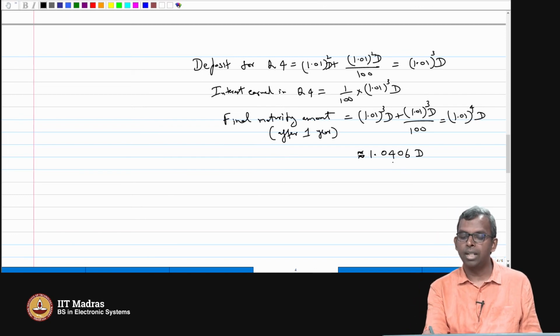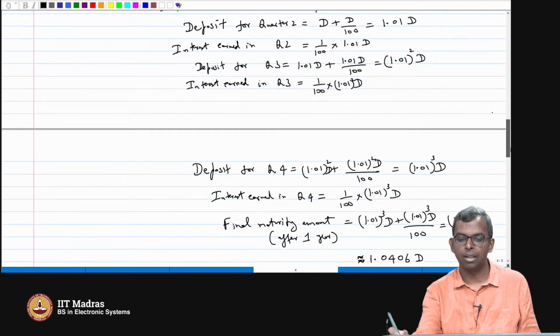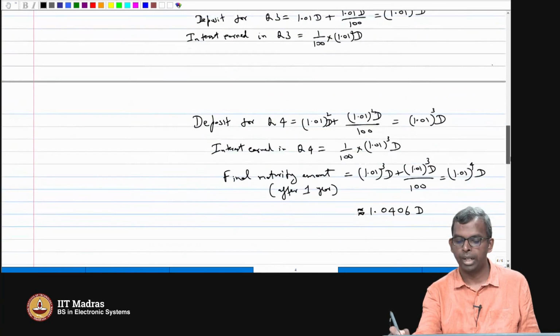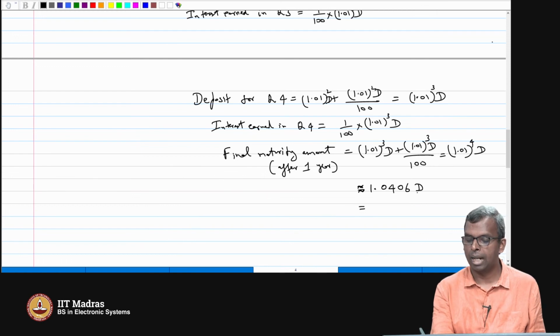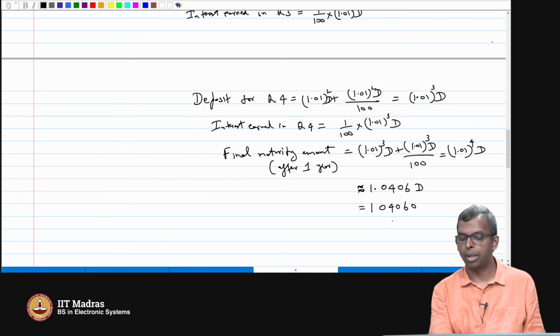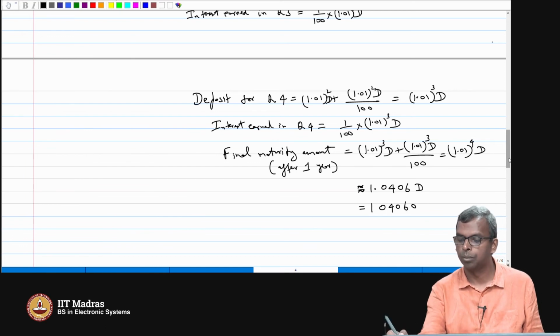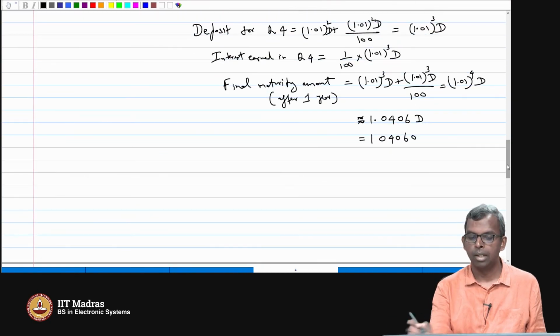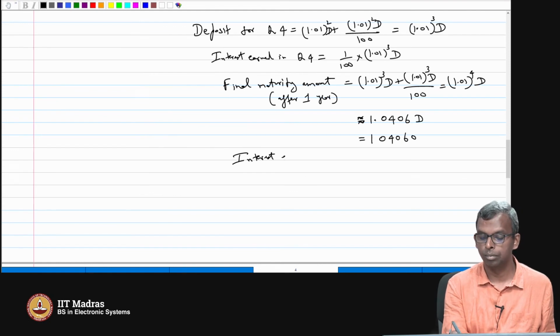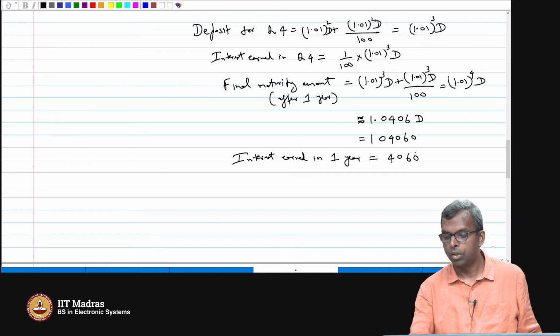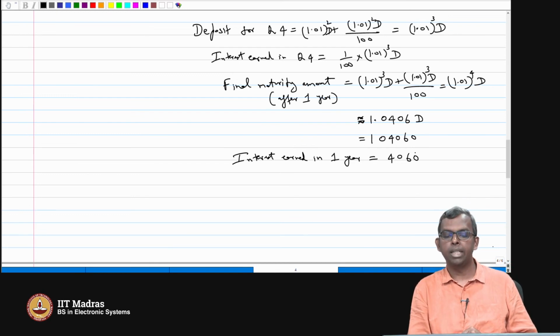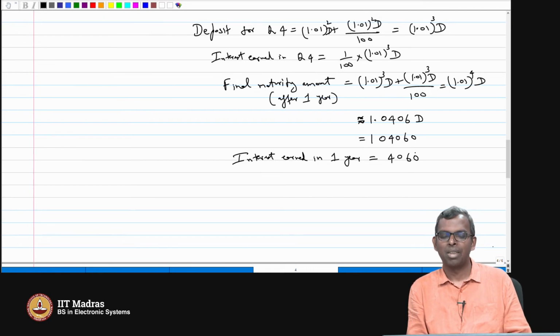Okay, so the earnings you got here is roughly like, previously you got 10,000. Here you're going to get what? So this is equal to, you multiply by 1 lakh, I'm going to get 104060. Okay, so that is the final maturity amount. So the total earnings is, interest earned in 1 year was 10,000. Interest earned in 1 year is 4,060. Okay, so you see, with 1% interest rate compounded quarterly, you're getting 4,060, a little bit more than 4,000, and that is lesser than the 10,000. So you would go with a 10% simple interest.